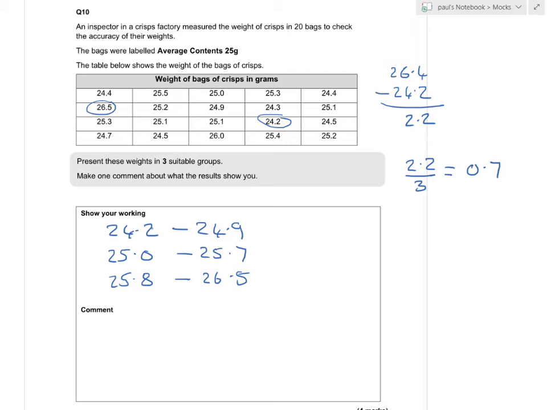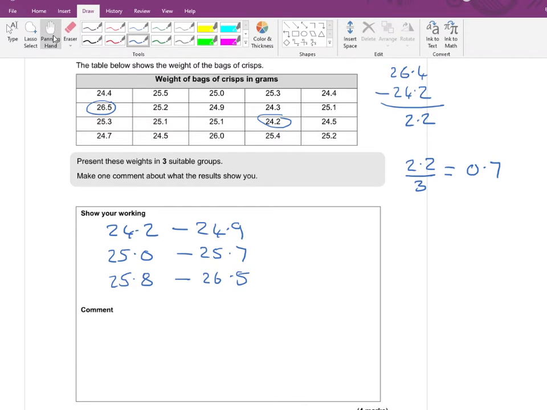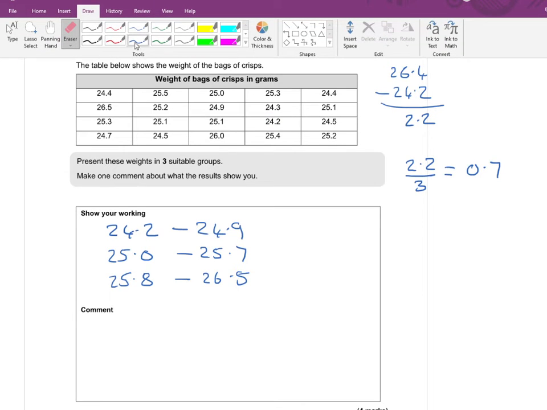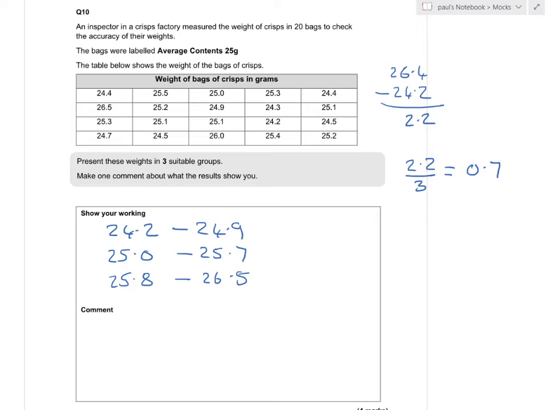Oh, how many are in this category? Let's find out. Right, so the 24.2, so everything less than 24.9. So we've got 1, 2, 3, 4, 5, 6, 7, 8. So the total of that is 8.